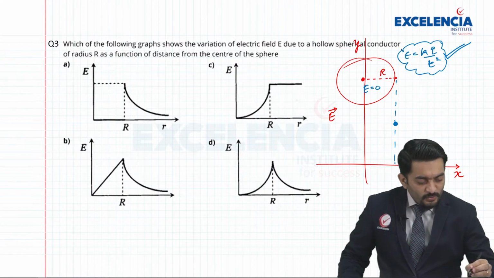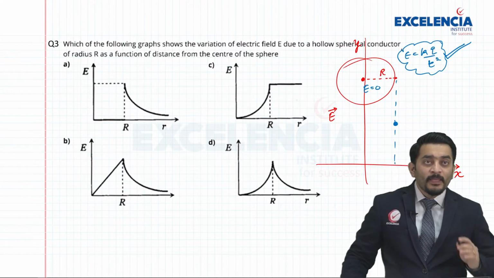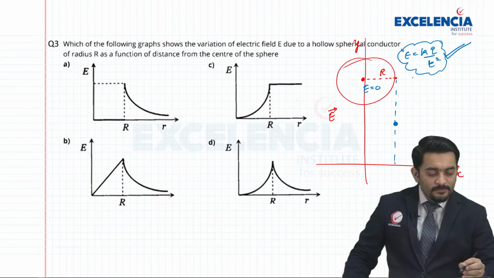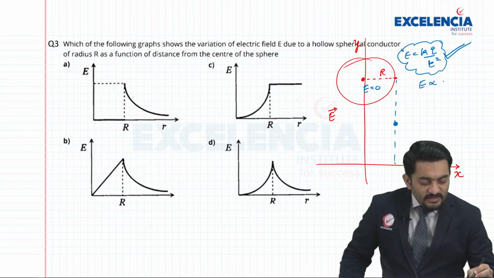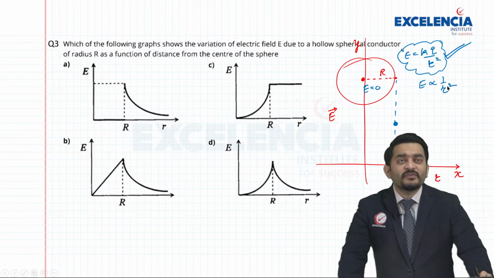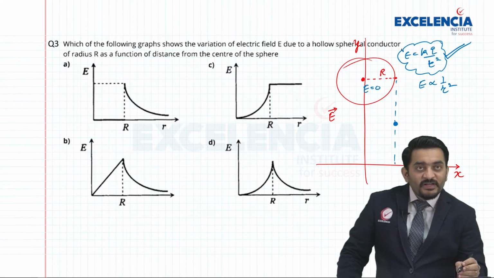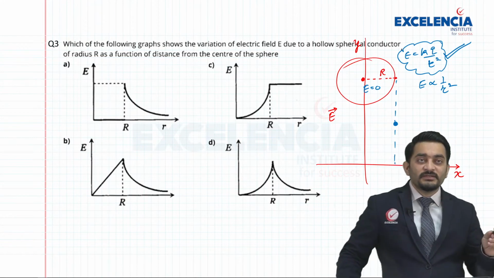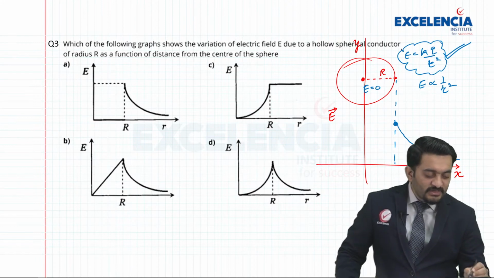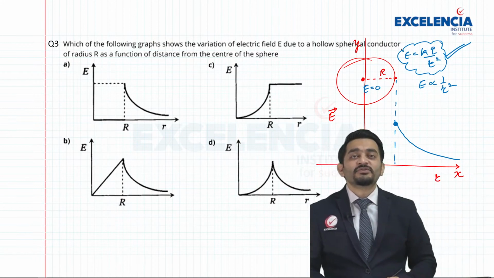E equal to kq by r square, where k stands for 1 by 4 pi epsilon naught. But after that, if your position from the center keeps on increasing, you can see that the electric field is inversely proportional to r square. That means after that point the electric field is going to decrease. Because it's an inverse relation and it's a square, it decreases rapidly. So you can notice that the graph you draw from the surface goes in this particular way.